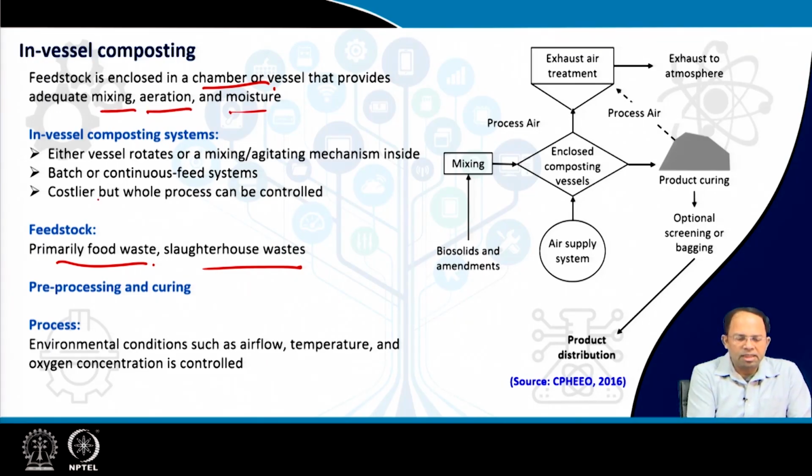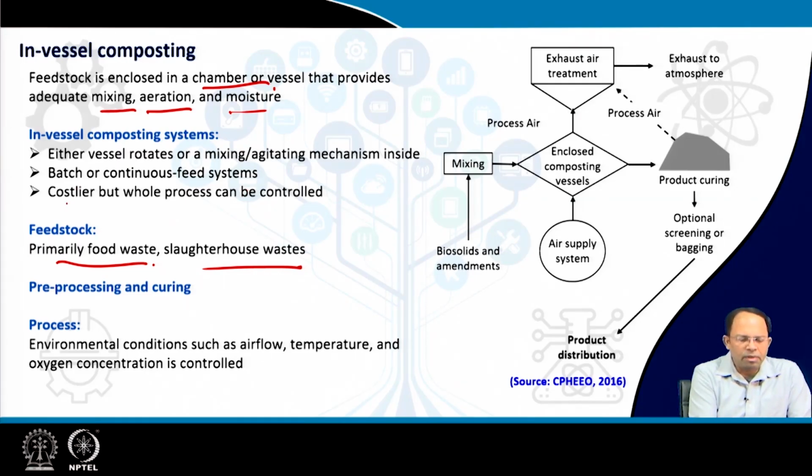This entire mixing could be achieved by either the vessel rotating or the vessel remaining fixed. Inside there is a mechanism which rotates the waste and breaks the waste at certain intervals, and then it introduces air and moisture inside. This kind of system could be operated even inside certain covered areas and so on, right?